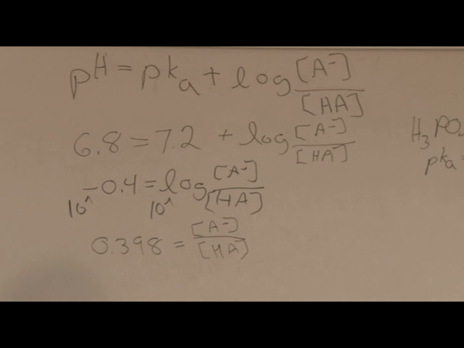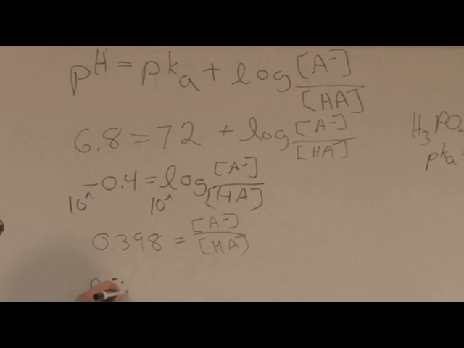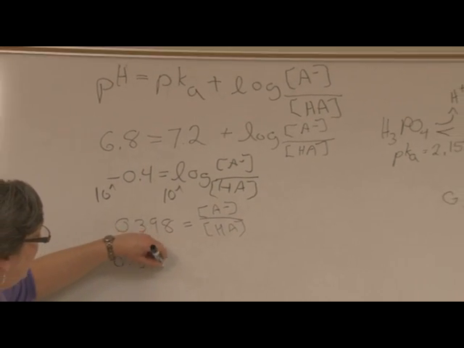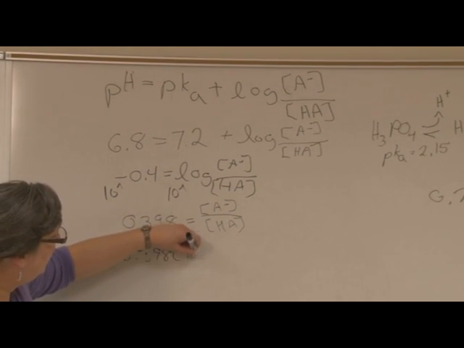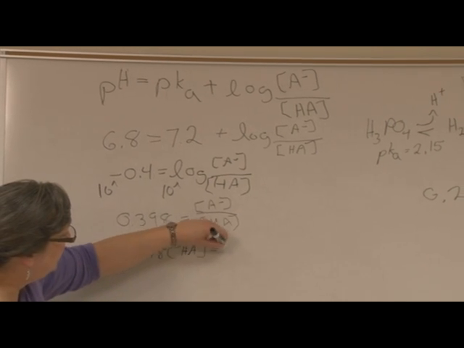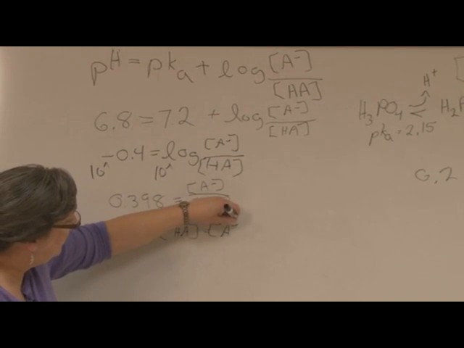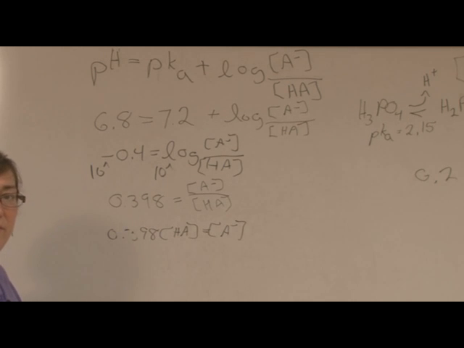And just like in equation 4, we're going to make this in terms of one unknown to the other. So I'll multiply both sides by HA. So I have 0.398 HA equal to A minus. Okay, so now I'm ready to rock and roll again.